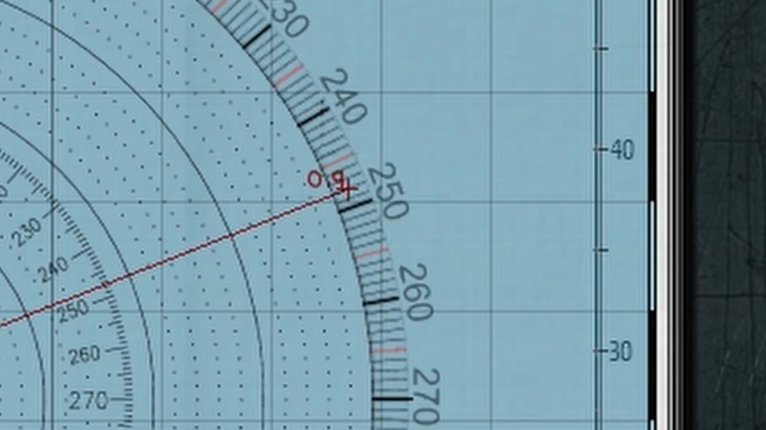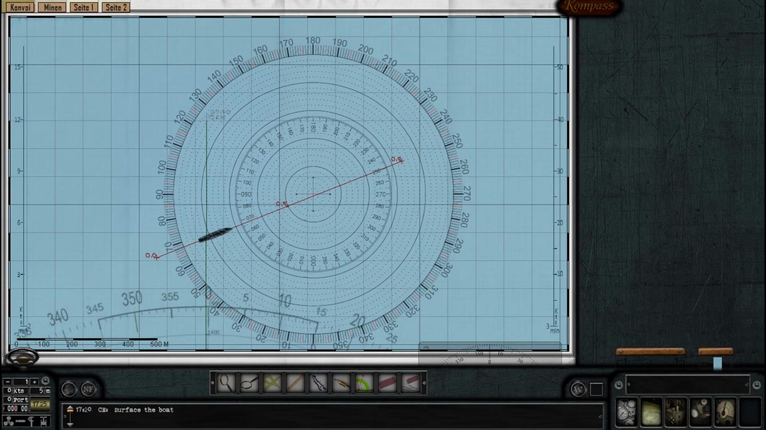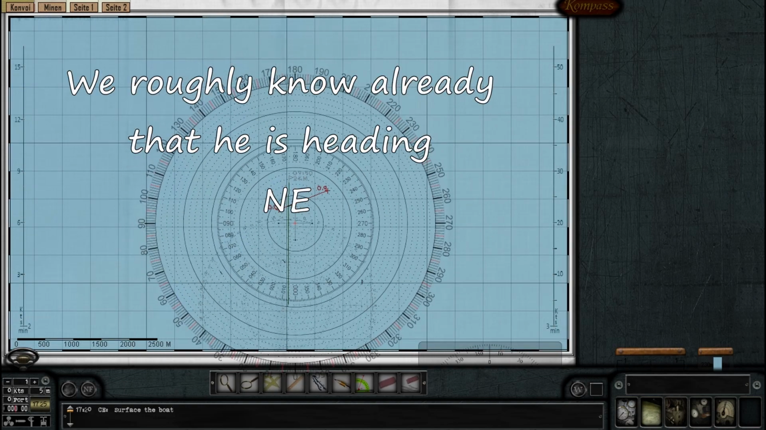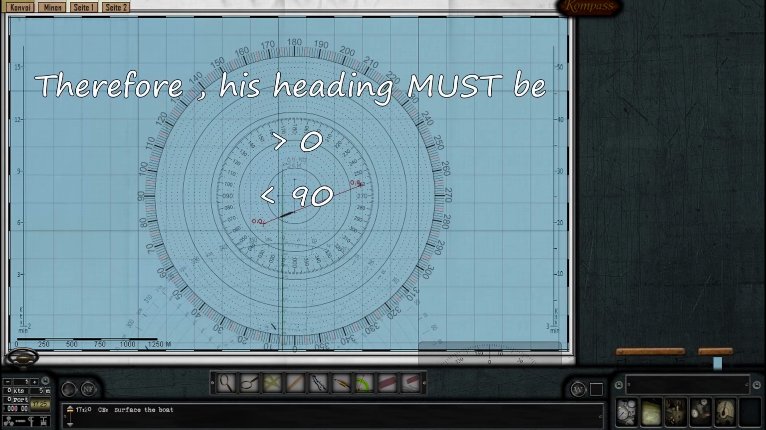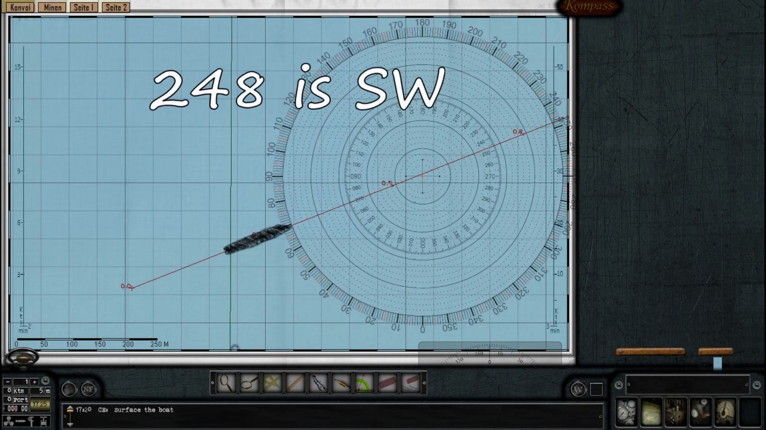If you go to the right hand side and you read the second number, which is something like 248, let's say, that's incorrect. Why is it incorrect? Because we know for a fact that this guy is heading northeast, and 248 is not northeast. 248 is actually southwest.